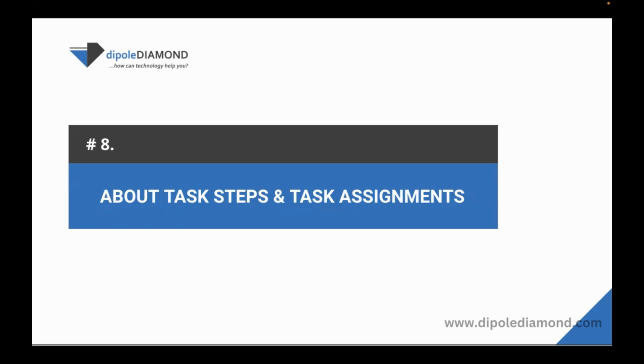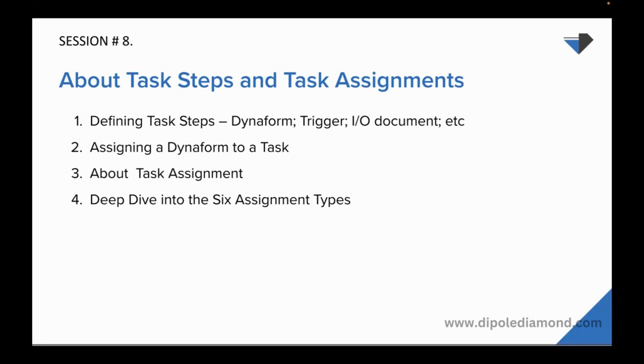For our 8th session, we shall be discussing task steps and task assignments in ProcessMaker. At the end of this session, you should know the type of process objects that could be added to a task as task steps. You should know how to assign a Dynaform as a step to a task and know about task assignments and have a deeper knowledge about the 6 assignment types that exist in ProcessMaker. So let's unpack all of this.